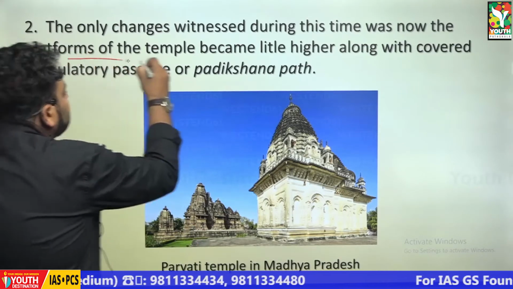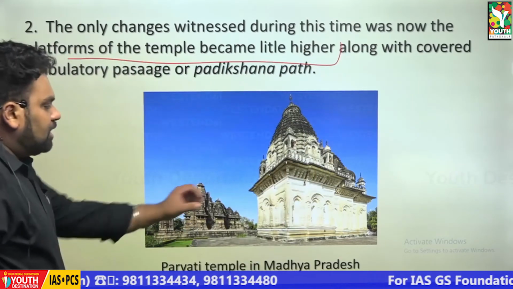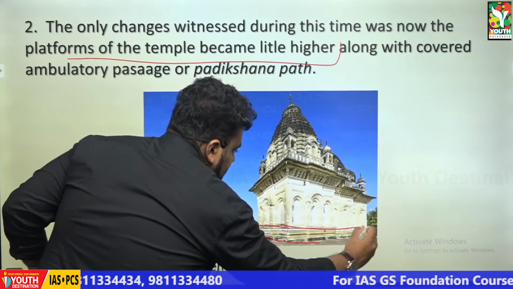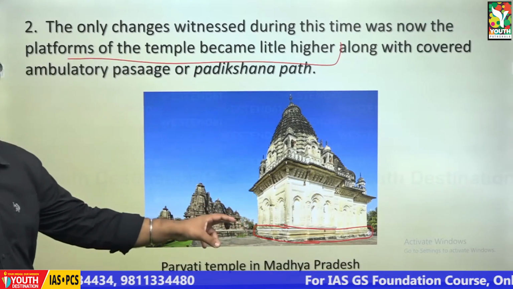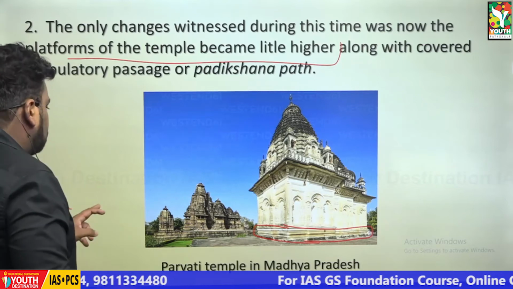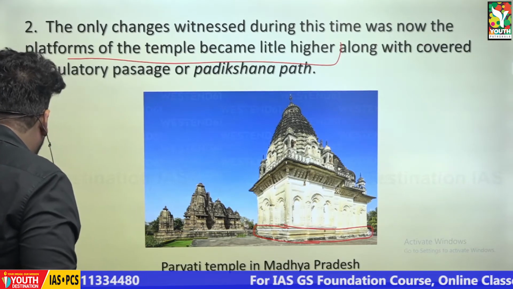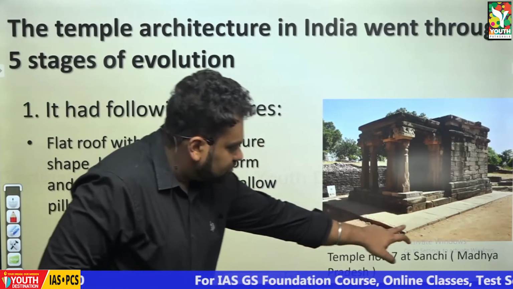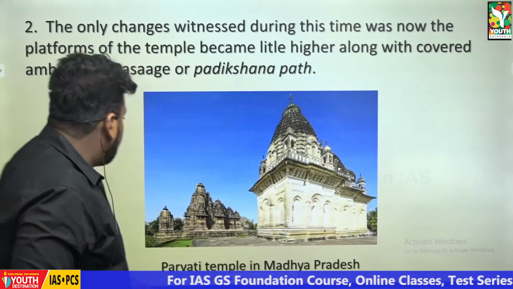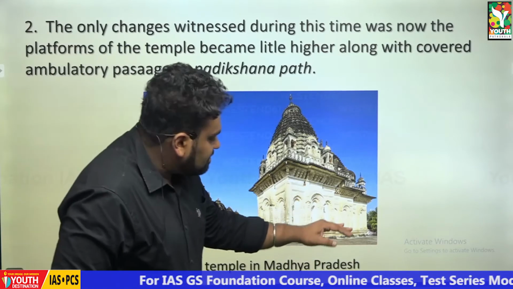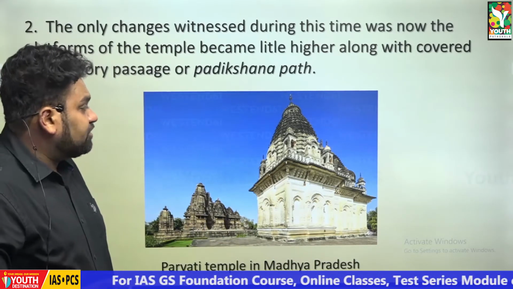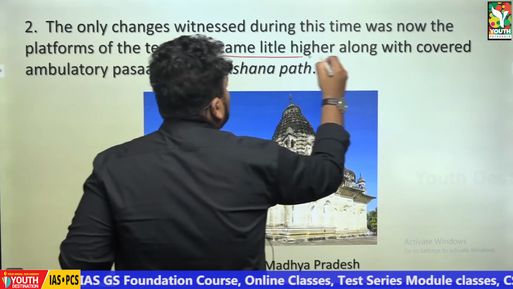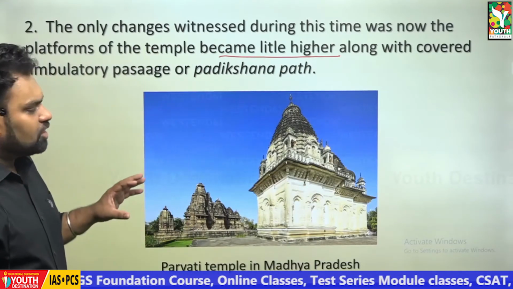If you can see, most of the features continued, but the most important thing which came out here is that the platform of the temple became little higher. So you can see that the platform is now higher as compared to the earlier stage. This is the platform in the first stage, and now look at the platform in the second stage. It is little higher than the first stage, right? So that is something which we need to understand when we are talking about this particular stage.